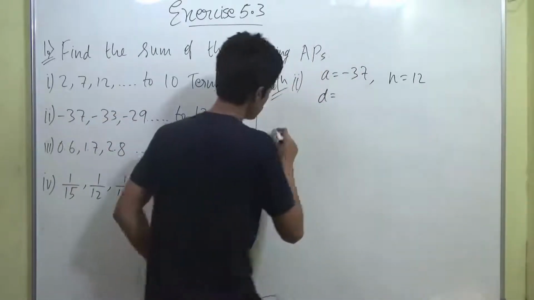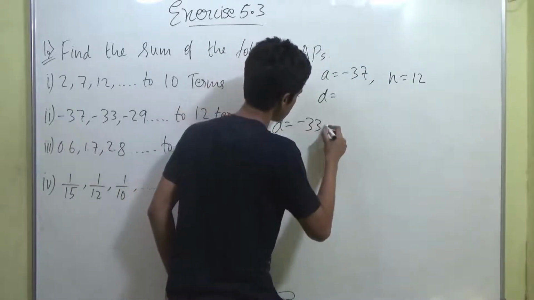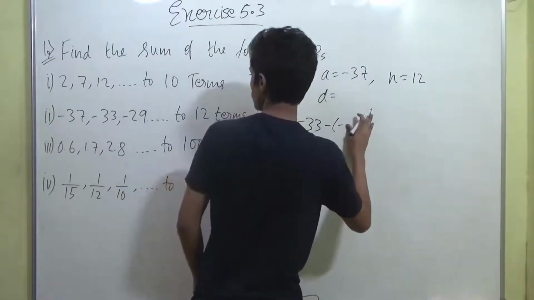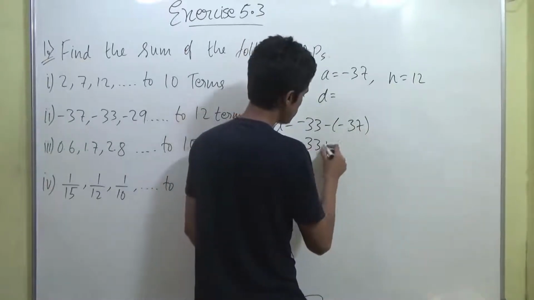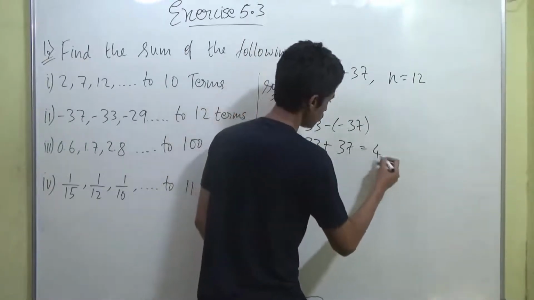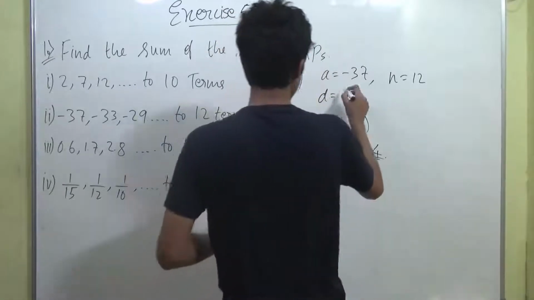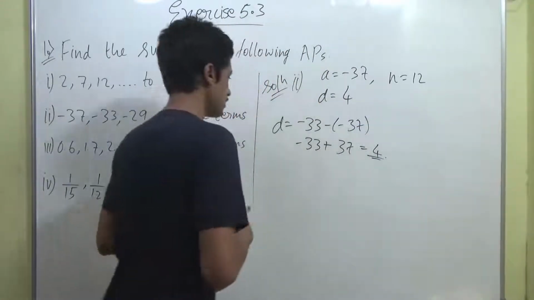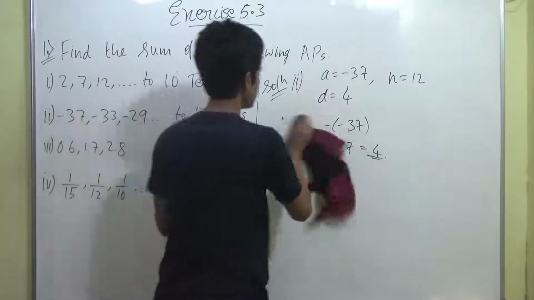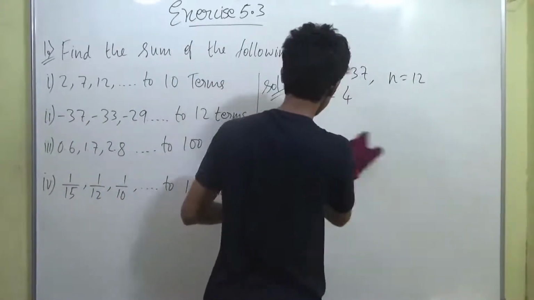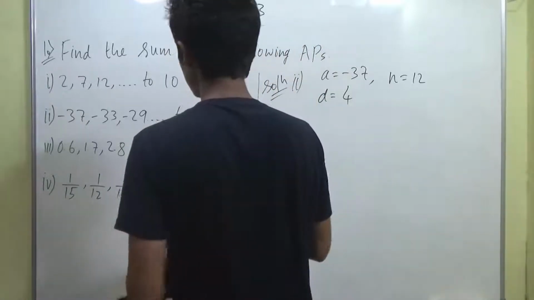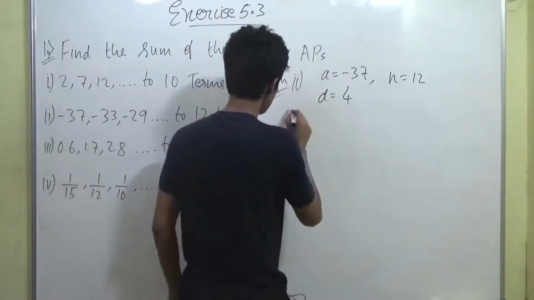See here, d equal to minus 33 minus of minus 37, it's going to become minus 33 plus 37, so it's going to become equal to 4. So the d value is 4. Getting it guys? Done. So now let's apply the sum of n terms formula and find the sum of first 12 terms.